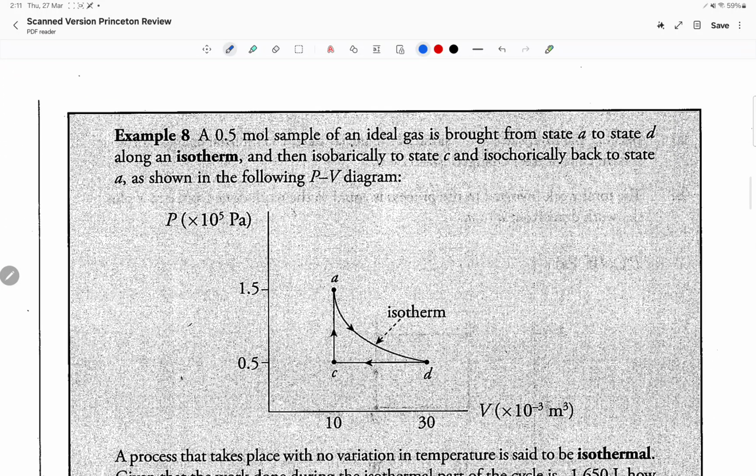Example 8. Isotherm means constant temperature. From state A to state B, we have an isotherm. That means we have the same temperature. So temperature at A is equal to temperature at D. Did the temperature change from A to D? No. That means this curve represents an isothermal process because temperature failed to change.